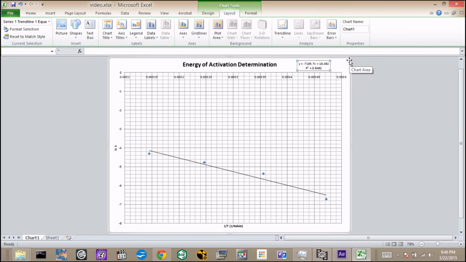Joules per mole Kelvin is what I said. Make sure you get the units straight. Otherwise, you're going to have a problem. You're going to get a ridiculously large or small number.